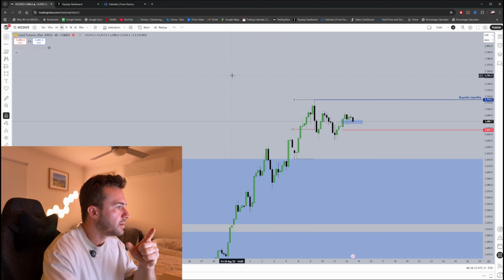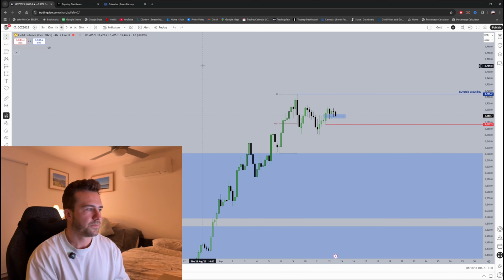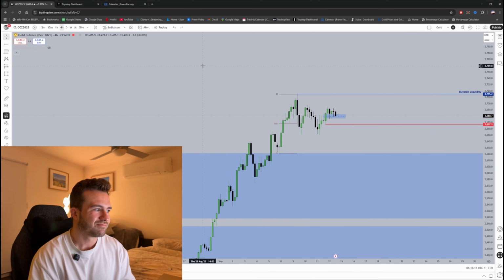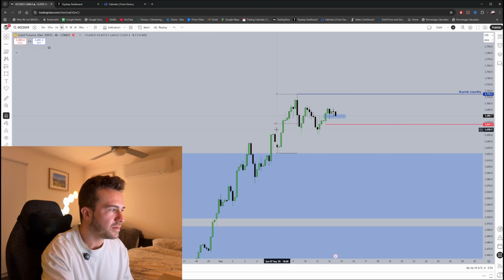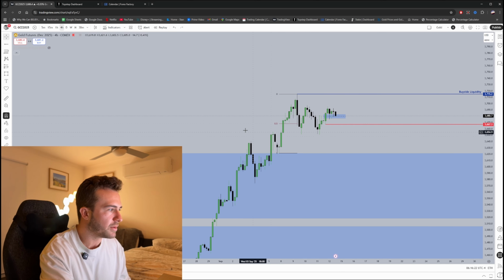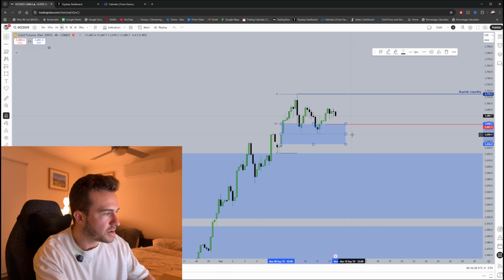Did I talk about this? Yeah, I mean, currently reading the order flow here, we went down, we respected this inefficient section of price action. And actually really quickly, I'm just going to show you something.